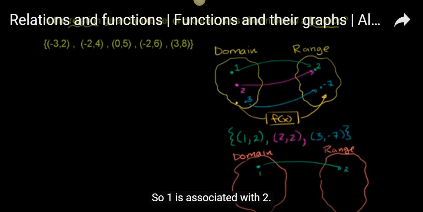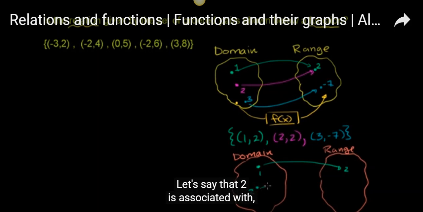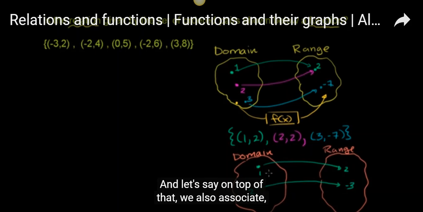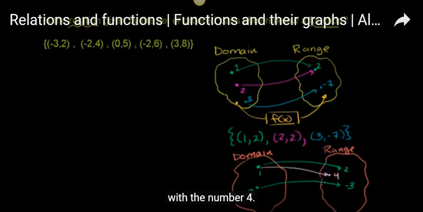So 1 is associated with 2. Let's say that 2 is associated with negative 3. So you'd have (2, -3) over there. And let's say on top of that, we also associate 1 with the number 4. So we also create an association of 1 with the number 4. So we have the ordered pair (1, 4).